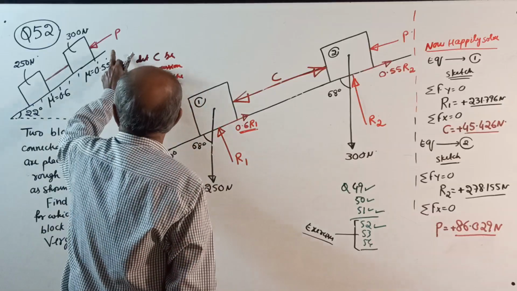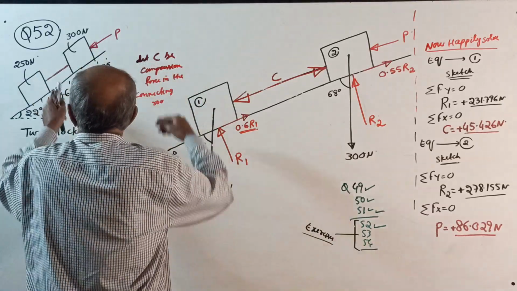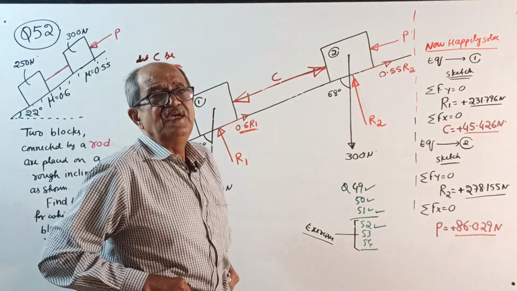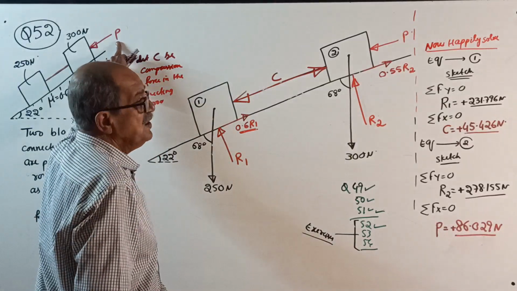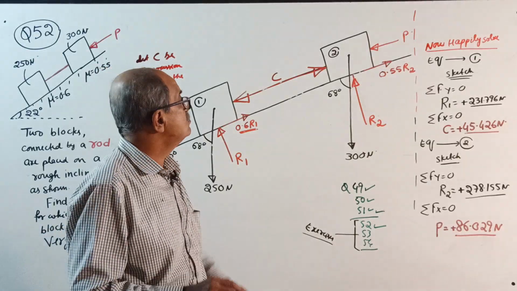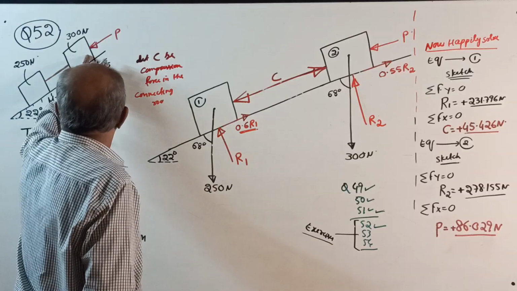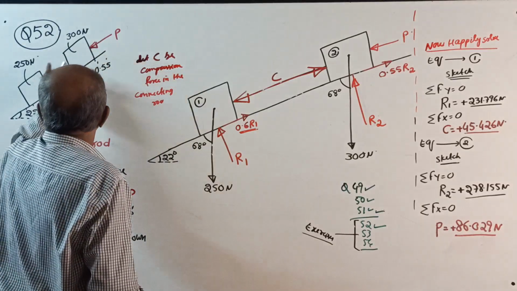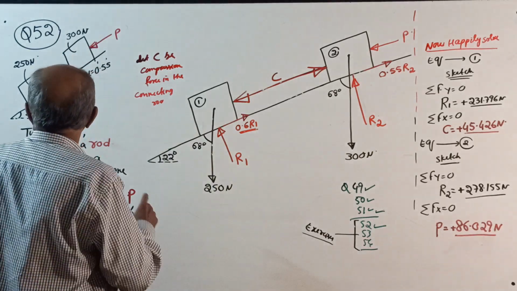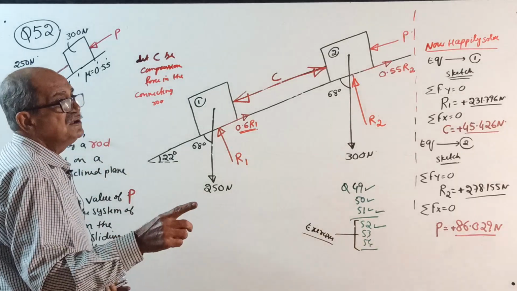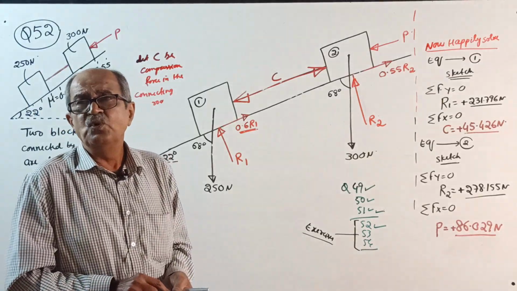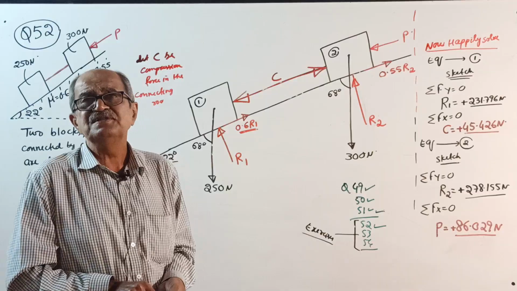Therefore, the least force required to move the system down the plane is 86.029 Newton. That is, if you apply a force of 86.029 Newton, the system will be on the verge of sliding down. Now, in case it is already sliding down by chance, I told what will happen. The question is wrong. The one who set the question should have that much common sense. When you set a question and ask what is the force required to slide down, it should not slide down.